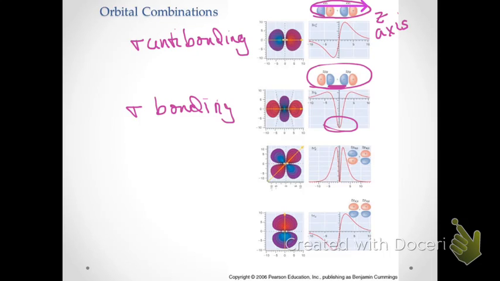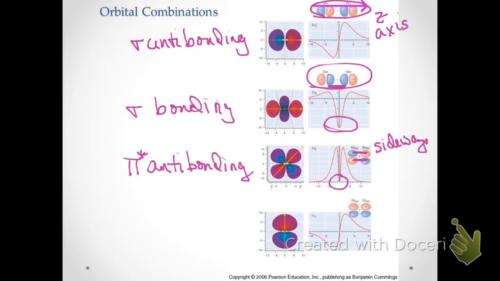And then we have a situation where we have sideways overlap of the 2px or the 2py orbitals, and in this situation we see destructive interference in that internuclear region. When we look at that overlap, we have this node at the center, and so this will be a pi antibonding orbital, which we'll call pi star.